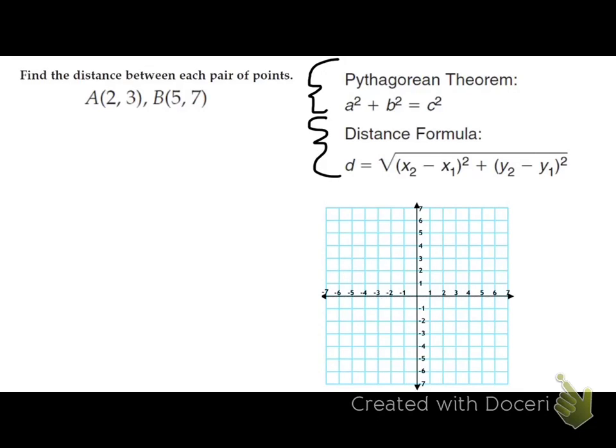Now, step number uno would be to plot the points going over 2 up 3. This is going for A. Over 5 up 7 is going for B. Let's connect them. That's my length I want to solve for. So that's what I got to find. That's going to be big time.